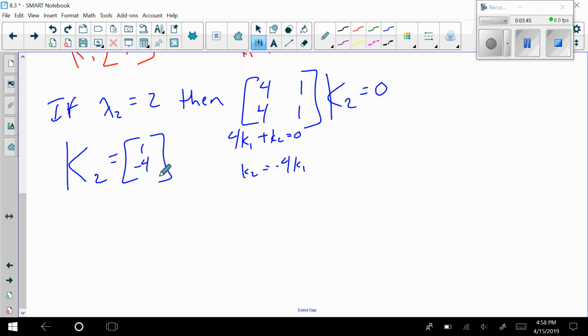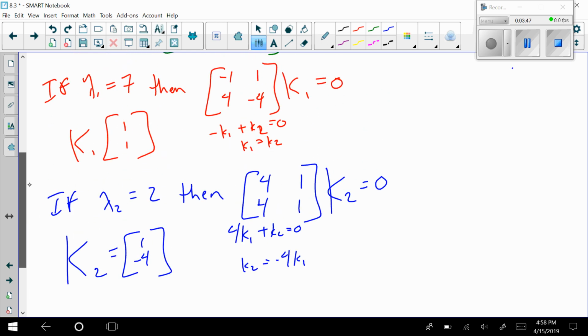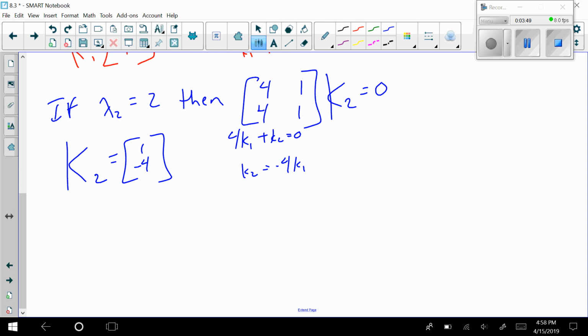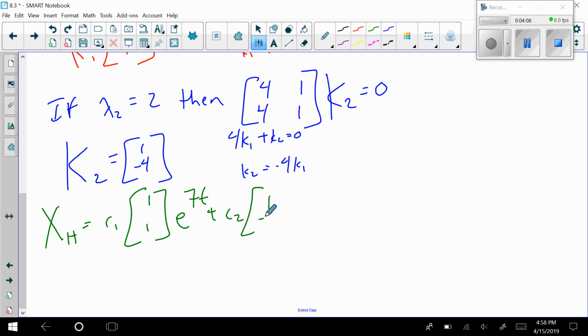Okay. And now I have those two. That didn't seem too bad. I should actually already have the homogeneous solution, which would be C sub 1 times 1, 1 for my big K sub 1, which was with the 7. And then for the 2, I had 1 and this negative 4, which was with the 2.